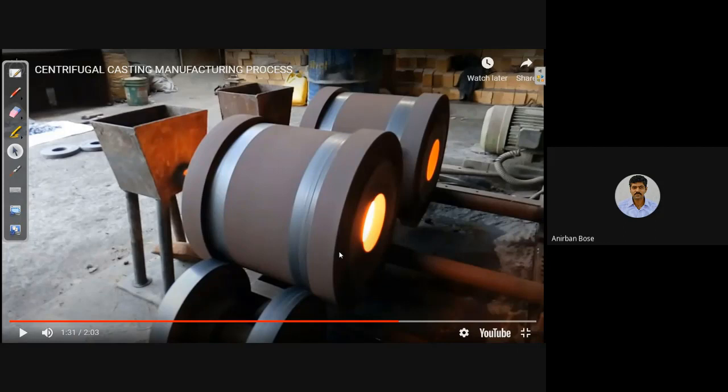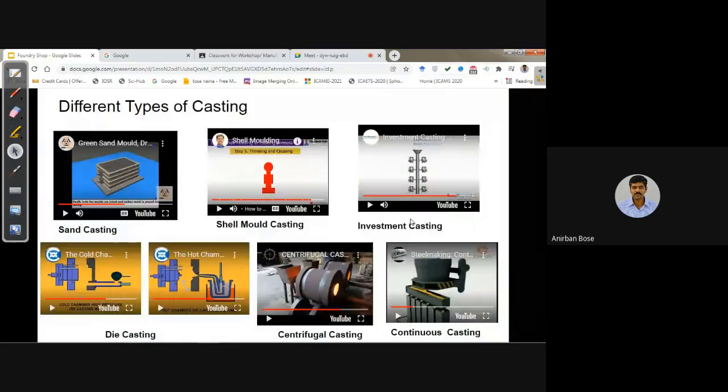And definitely, as you increase the amount of molten metal, its thickness from the circumference will gradually increase. So a hollow symmetric structure will be created through this method. Okay, so this is centrifugal casting. Now finally, we'll see another kind of casting, which is called continuous casting.